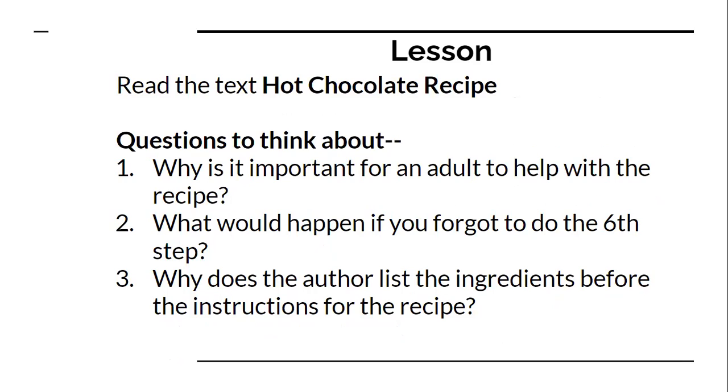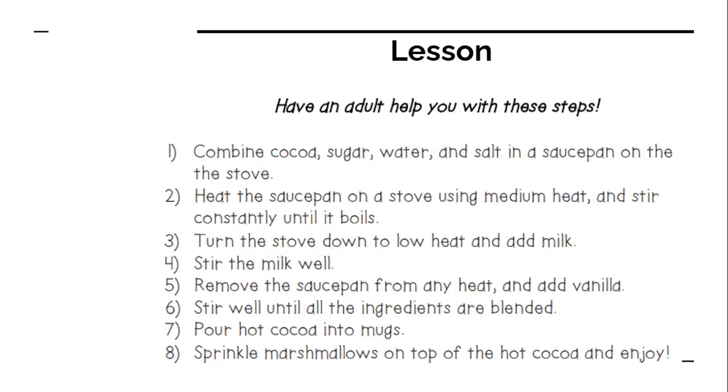So we learned that for question number 1, it's important for an adult to help us with the recipe because you are using the oven. Question number 2, what would happen if you forgot to do the sixth step? Well, the sixth step says stir well until all the ingredients are blended. So if you didn't stir all of the ingredients, the hot cocoa would not taste right.